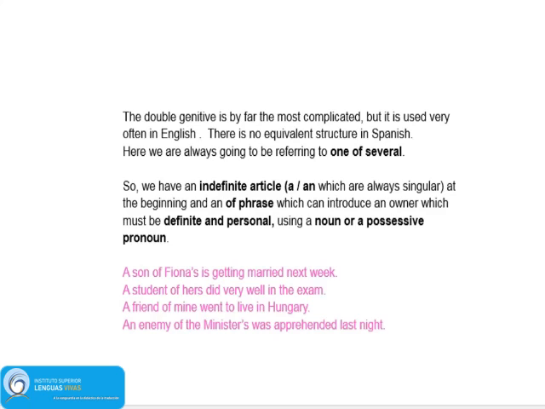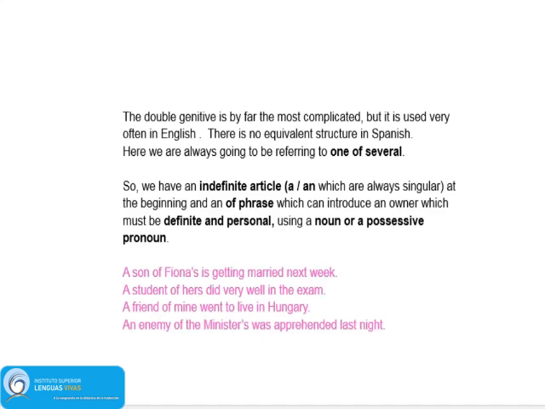"A son of Fiona's is getting married next week." And here we have a son of Fiona's. This means that Fiona has several sons and one of them is getting married. The same thing happens with the next sentence where you have "a student of hers." Hers is a possessive pronoun that indicates, I imagine, the teacher. And so here you have "only one student of that teacher's did very well in the exam." You must remember here that you are always talking about one of several. Yes, that is the most important thing you have to remember.